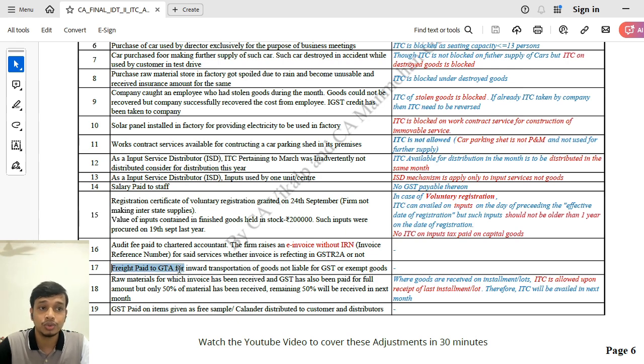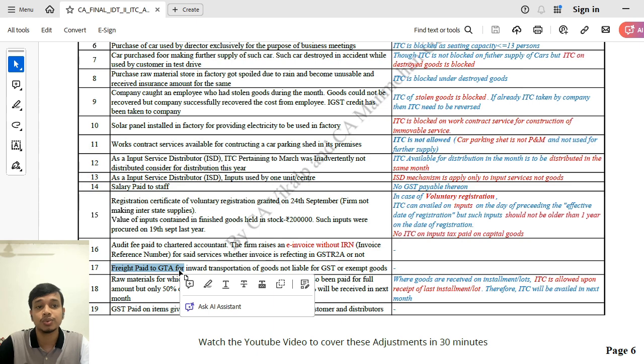17th, freight paid to GTA for inward transportation of goods not available for GST or exempt goods. If freight paid to GTA for exempt goods or any goods which is not taxable under GST, then ITC also not available for such expense.